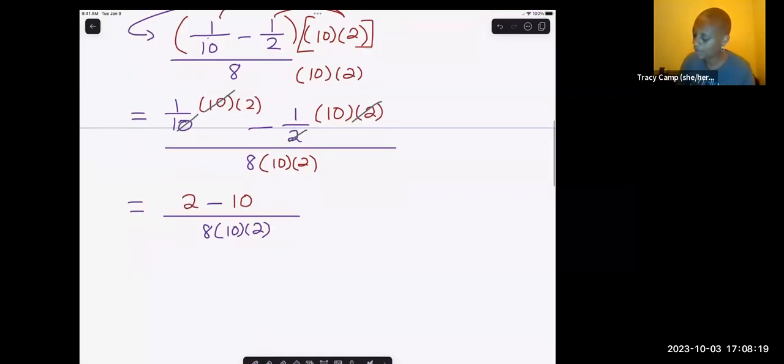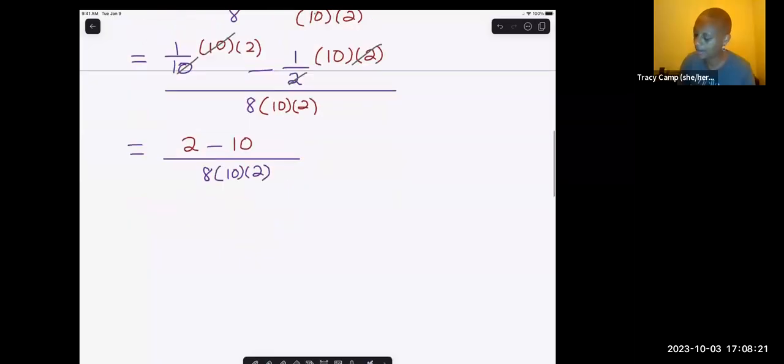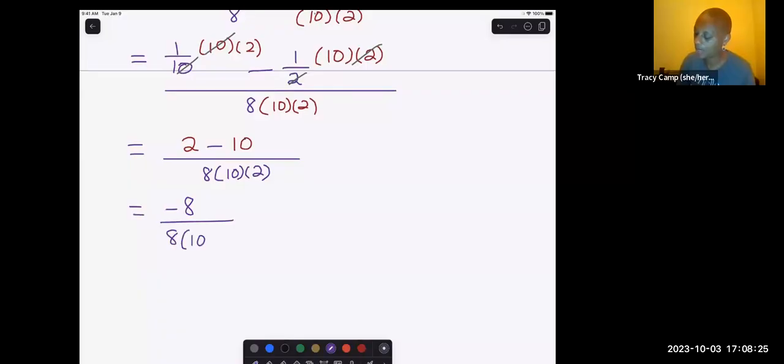And 2 minus 10 is -8. -8 over 8 times 10 times 2. And the 8's cancel, right? So I'm just left with -1 over 10 times 2, which is 20. And this is my answer for the first part of the problem, where it's just asking us for the slope. So that's one way to simplify it.